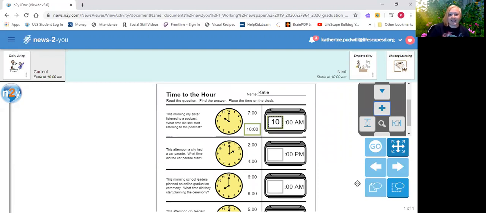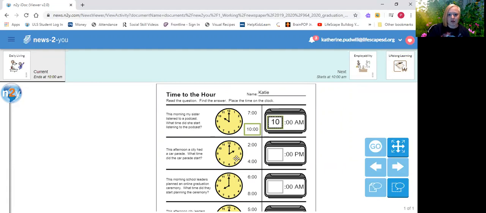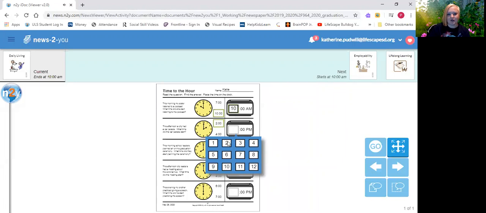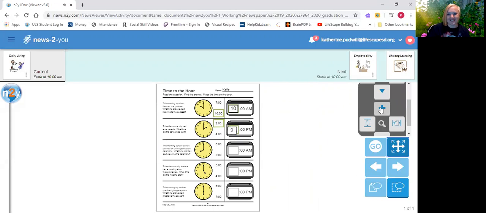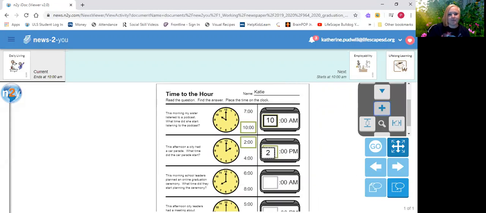This afternoon, a city had a car parade. What time did the car parade start? What hand are we going to look at first? The shorthand. The shorthand goes to the nearest hour. So 2 o'clock, and the longhand is on 12, so we know that's 0 minutes. 2 o'clock. So the car parade is at 2 o'clock p.m. All right, we'll do one more, and then we'll practice time to the nearest half hour.